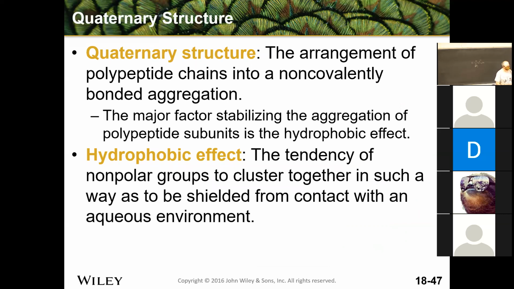Quaternary structure is where you have several folded chains which are not connected to each other, and quaternary structure describes how they're packed in three-dimensional space. Okay, so the major factor stabilizing the aggregation of polypeptide subunits is the hydrophobic effect. The hydrophobic effect is the tendency of nonpolar groups to cluster together in such a way as to be shielded from contact with an aqueous environment.